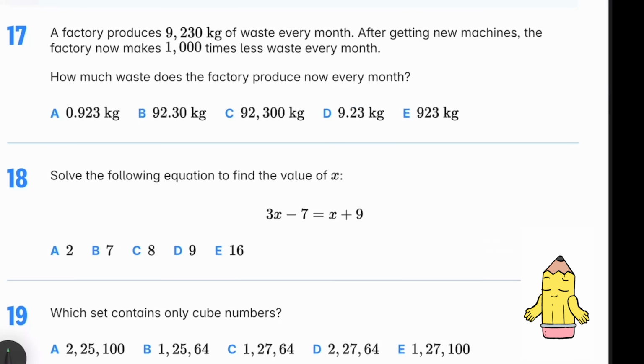Question 17. A factory produces 9,230 kg of waste every month. After getting new machines, the factory now makes 1,000 times less waste every month. So how much waste does the factory produce now every month? So the sum we need to do is 9,230 divided by 1,000, which gives us 9.23 kg of waste. And there we are. I hope that was clear.